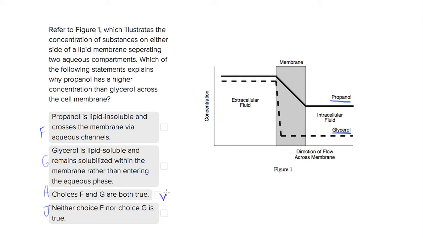This is going to be our right answer because these are both illustrated in the diagram simply by observing the solid versus dotted lines. So not just one of these. Choice 4, neither is true. They're both true. So choice 3 is our answer.